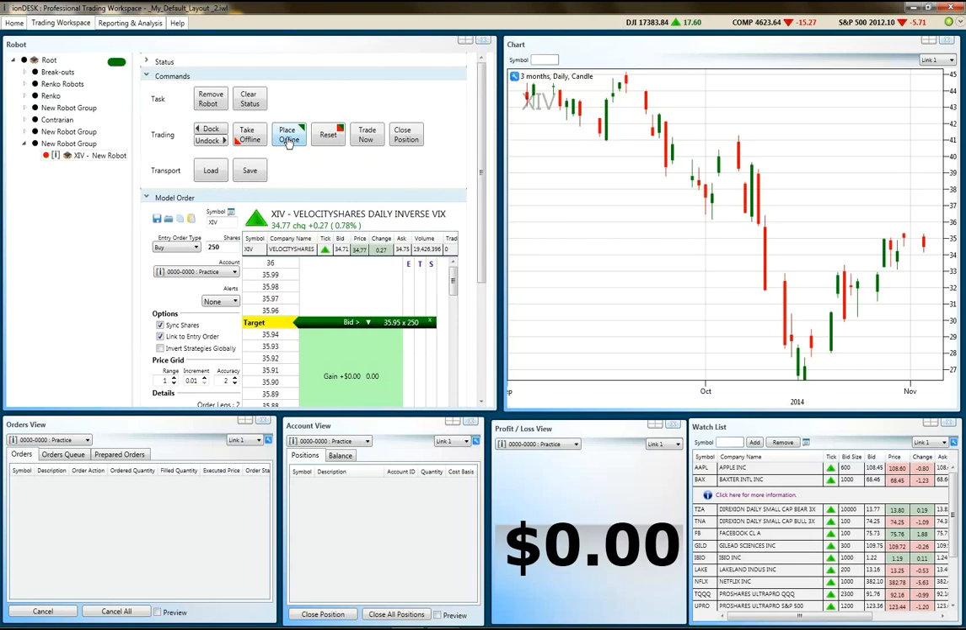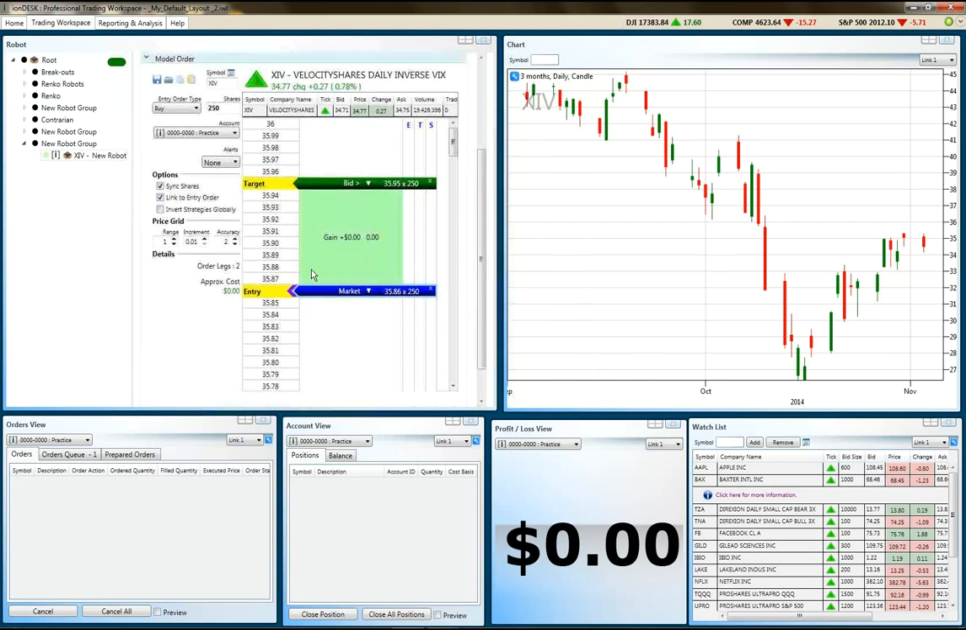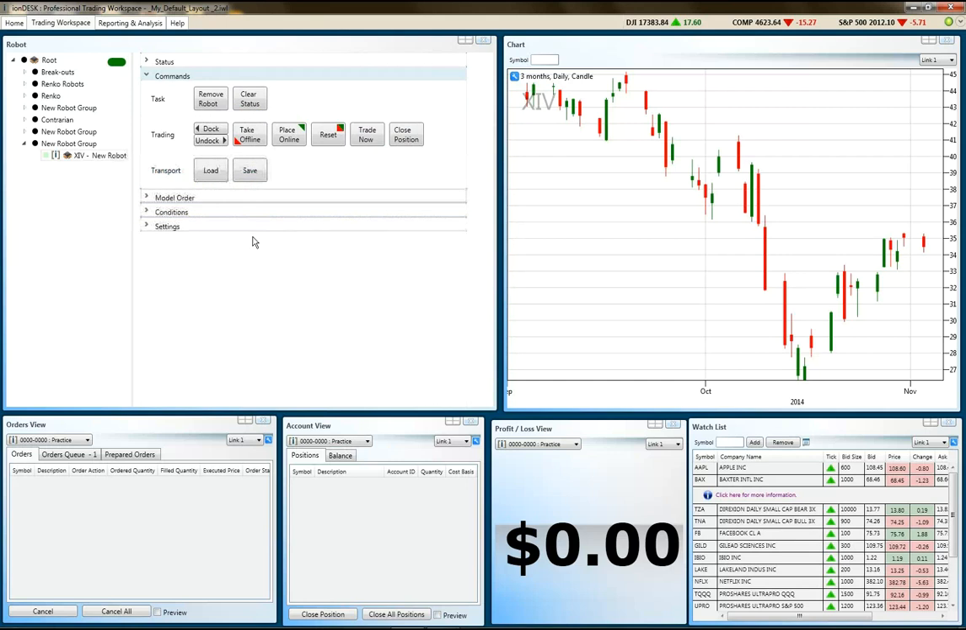So I'm going to go up here and place the trade. And as you can see, it's still in the orders queue. It didn't place the trade because it's waiting for this particular strategy to be true. And so that's the way that the robot works on the surface. And, of course, you've got all of these settings below.